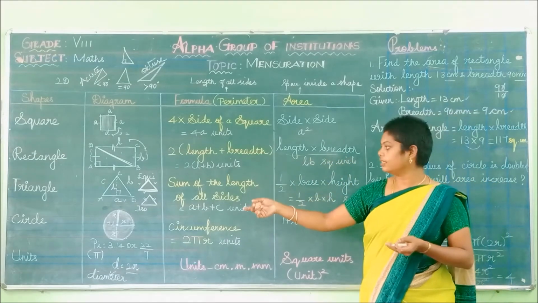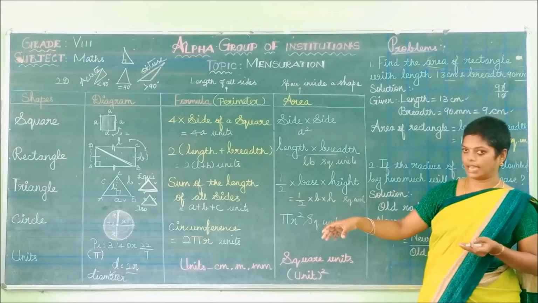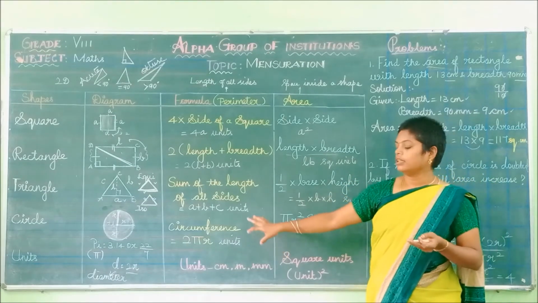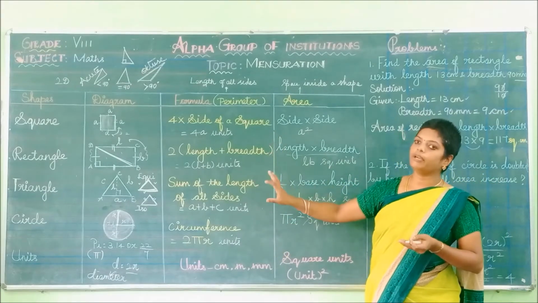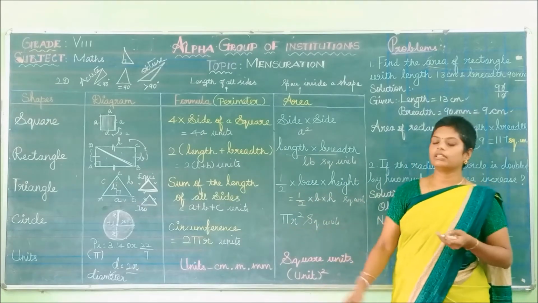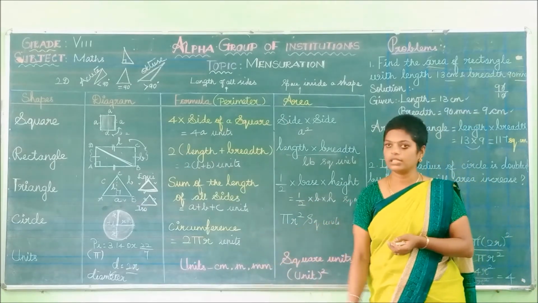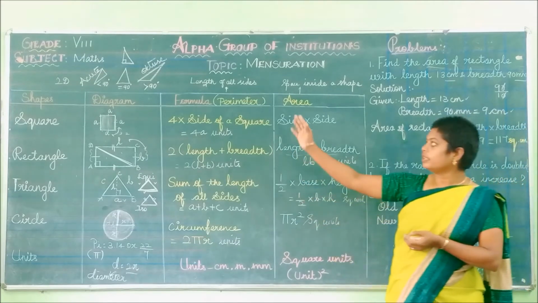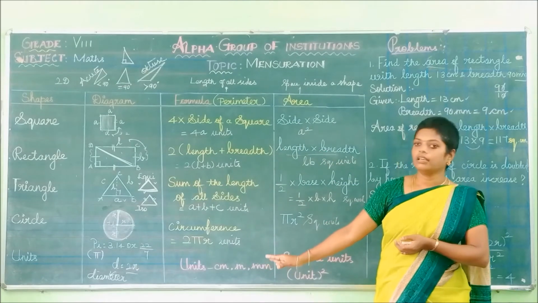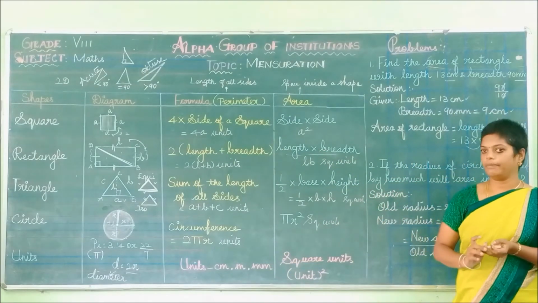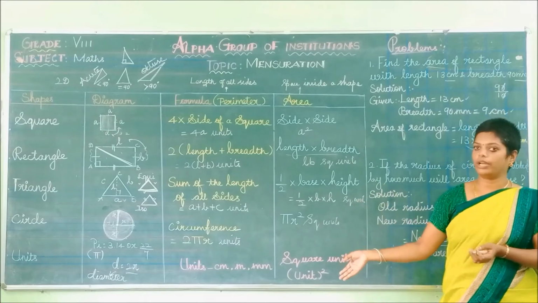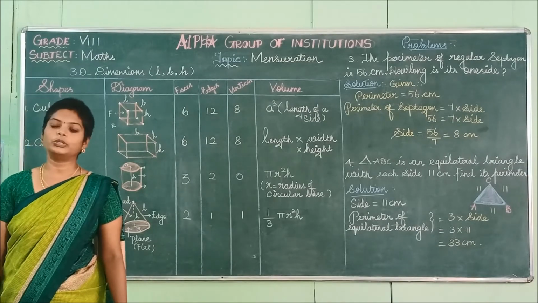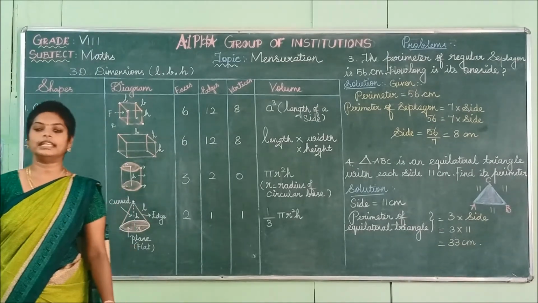For triangle, the perimeter is the sum of the lengths of all the sides, and the area is half base into height. For circle, the perimeter is called circumference; the other three are called perimeter. Circumference is 2 pi r, and area is pi r square. All the units for perimeter will be centimeter, meter, millimeter. But for area, it is written as square units.